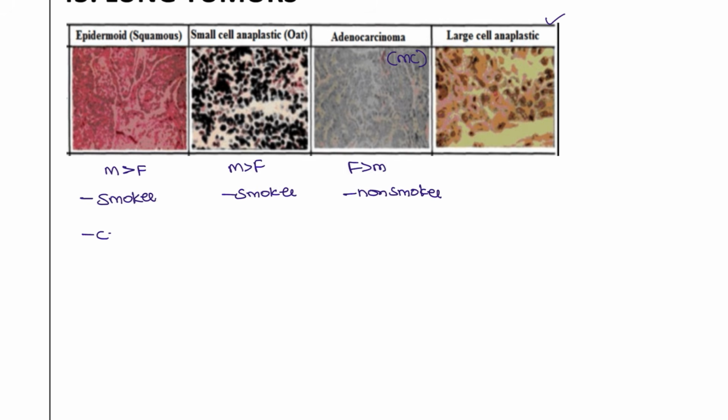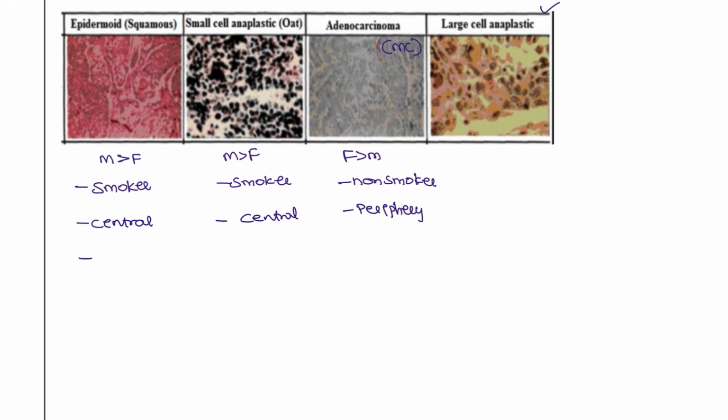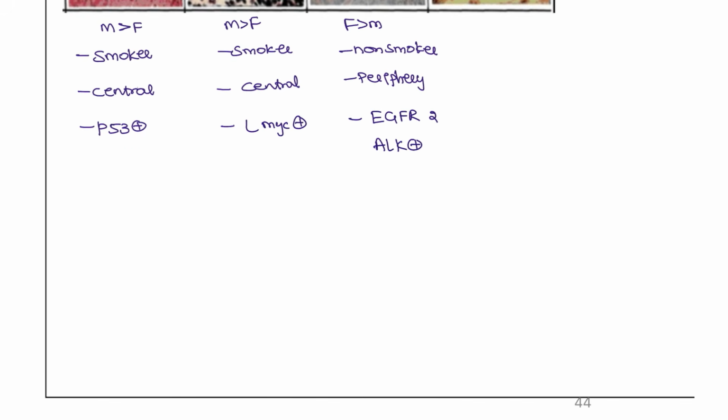Involvement of the lobes: squamous is a central lung lesion, small cell is also central lung, and adenocarcinoma is peripheral. Next, gene involvement. The P53 gene is involved in these patients, and small cell is associated with the L-MYC gene. In adenocarcinoma, EGFR involvement is seen, and the ALK gene is also involved.